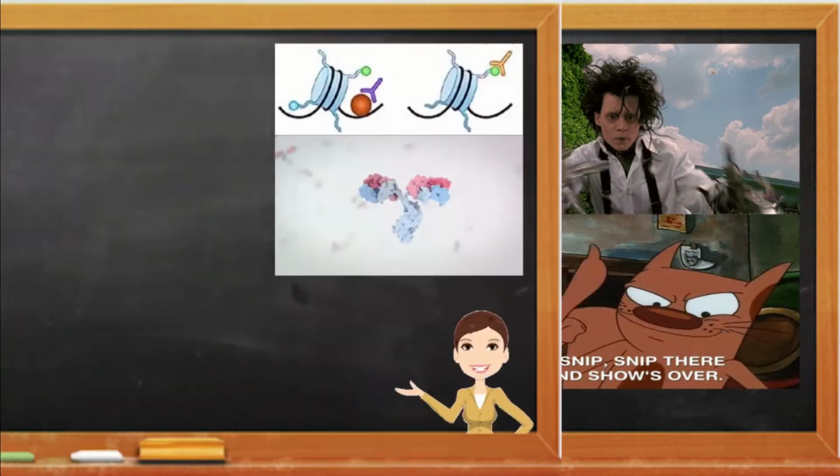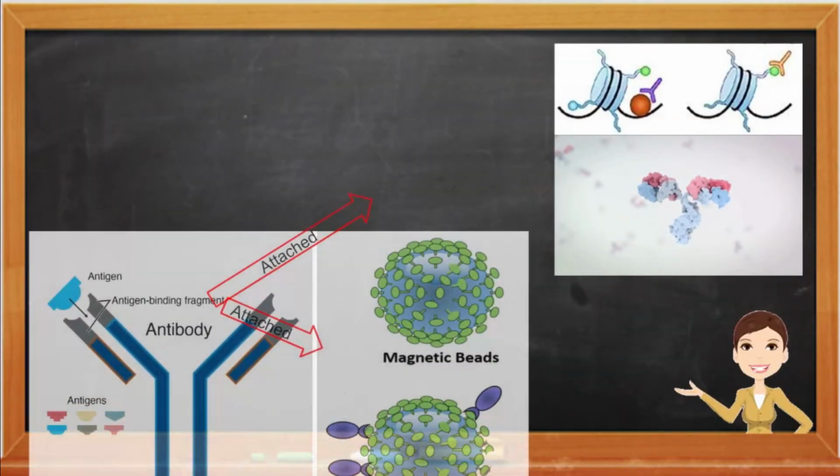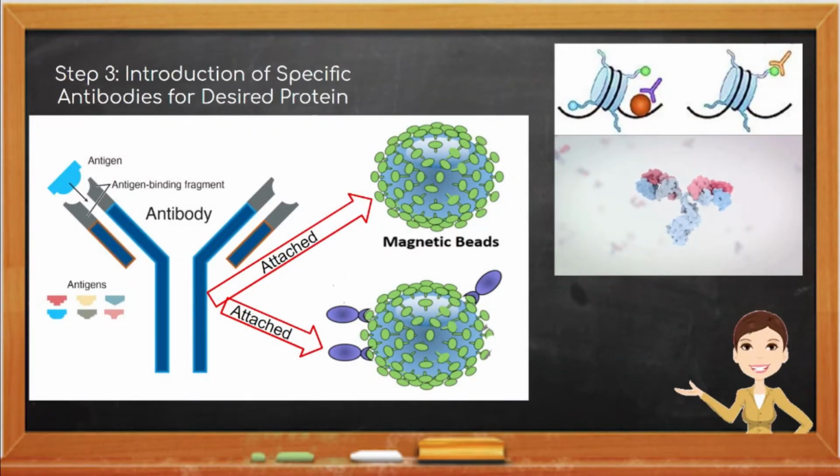Next, we introduce antibodies attached to insoluble magnetic beads. What is an antibody? It is a large Y-shaped protein usually produced by B cells that are involved in our immune system. There is a region at the tip where specific molecules, antigens, can bind. Antibodies are specific for a particular antigen. In the case of ChIP sequencing, the antigen is the protein we're interested in.